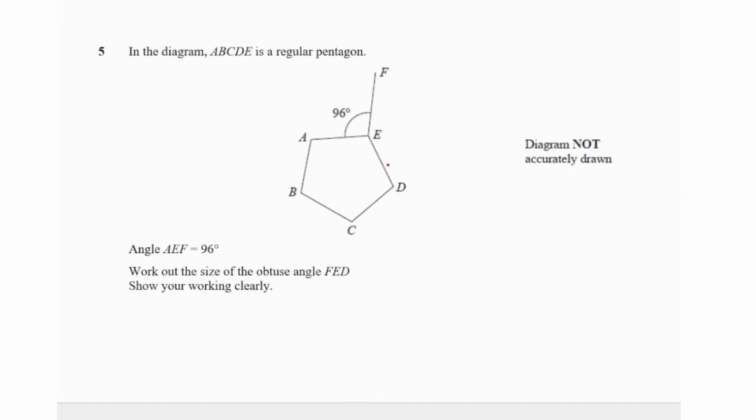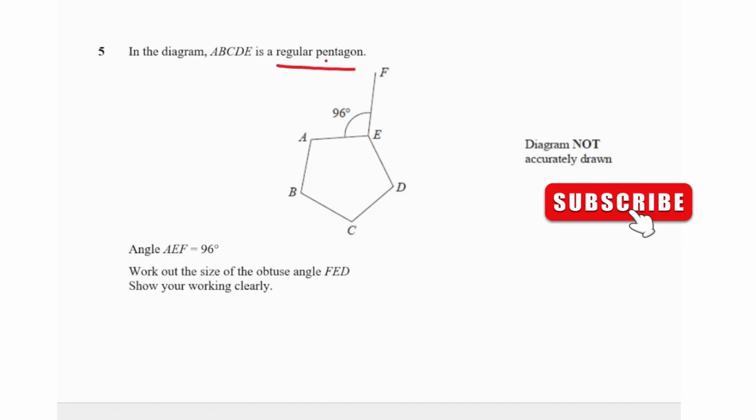So in the diagram, ABCDE is a regular pentagon. Regular means all sides are the same. Pentagon means 5-sided shape. Angle AEF is 96. This one is 96. Work out the size of the angle FED. We need to find out this angle. Okay. So show your working clearly.